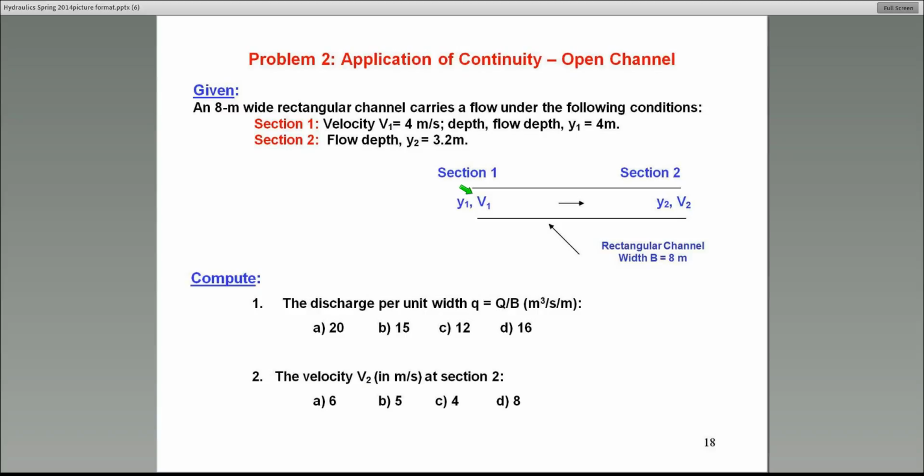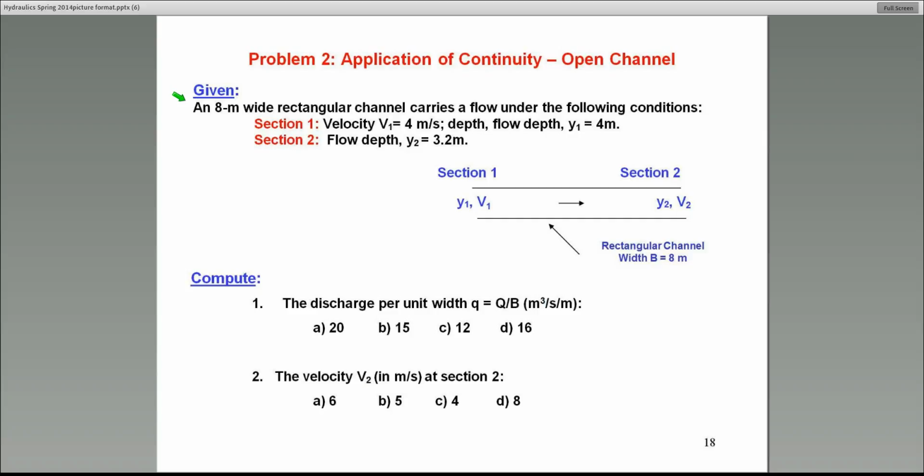In this case, at section 1, I have a velocity of 4 meters per second and a depth of 4 meters. Now remember, V1 times A1 should give you the Q. In this case, what I've given you is a rectangular channel with a flow depth of 4 meters, and the width of the rectangular channel is also given here. It's 8 meters wide. So the flow area for a 4 meter depth would be the depth times the width, which in this case is 32 square meters. Therefore, you can take that area, multiply by velocity to get the total discharge.